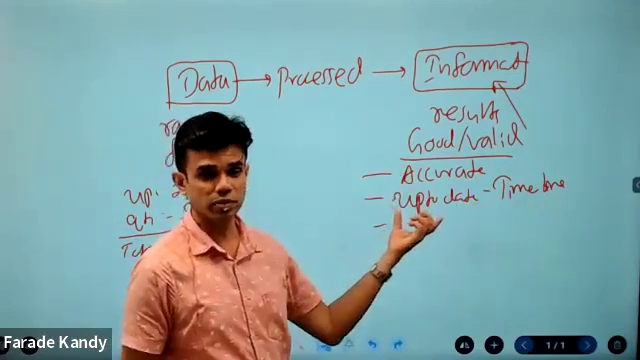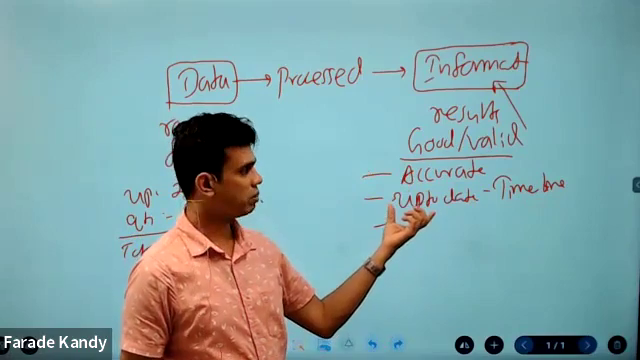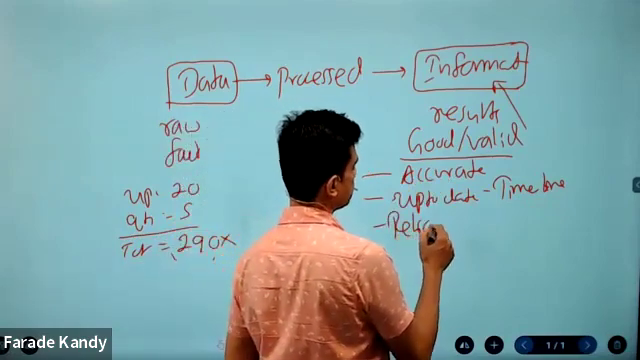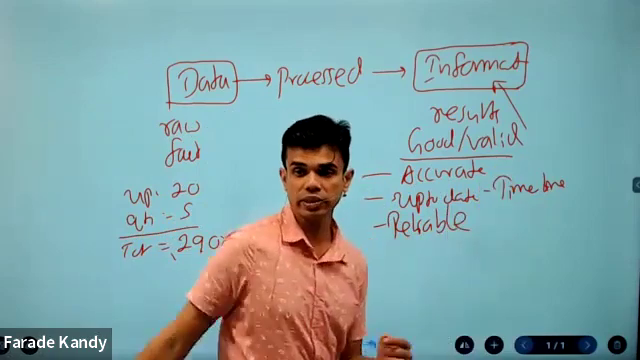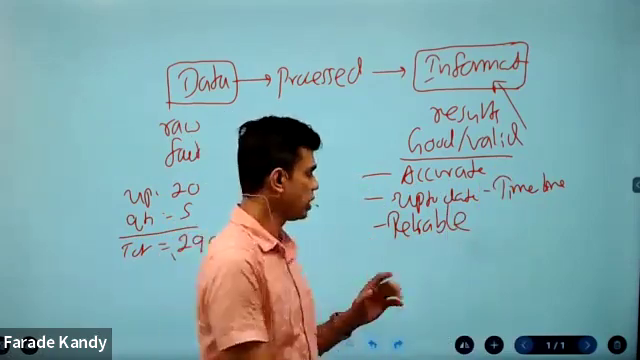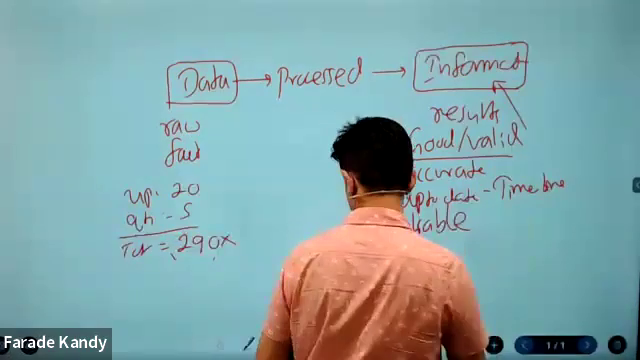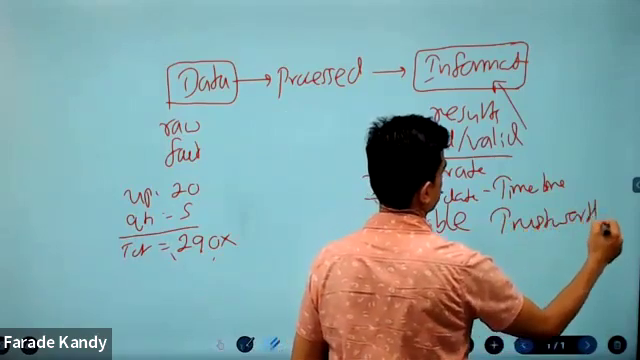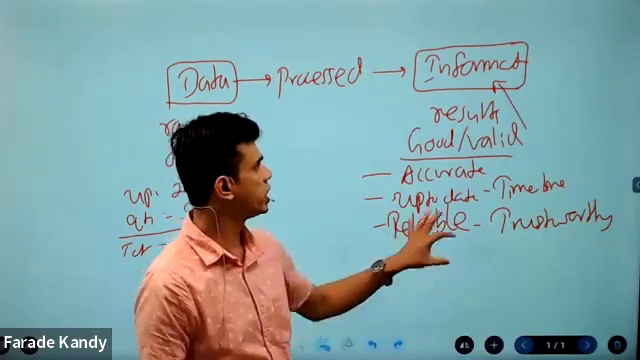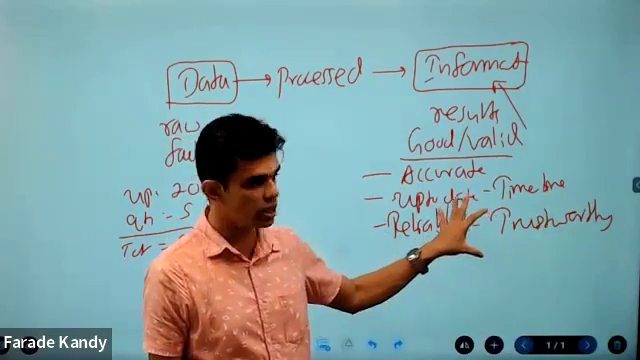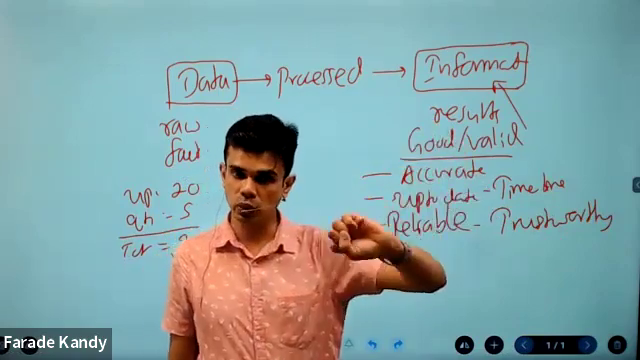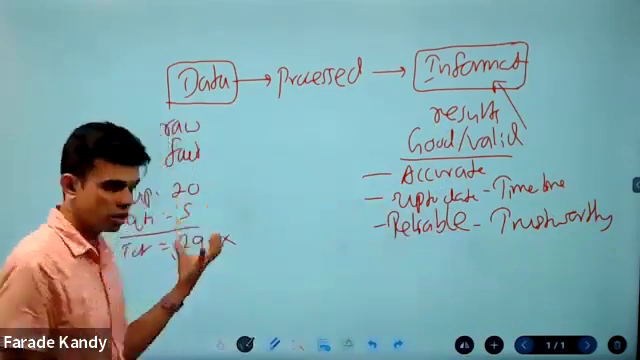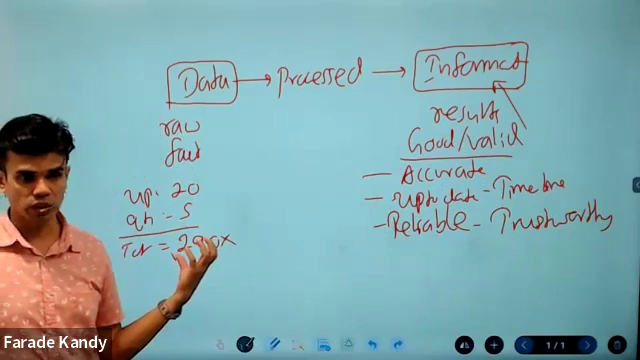Some other features of good information: matching with the timeline, accurate, or reliable. This is another important word for us. What is reliability? Trustworthy. The information has to be trusted. That means information should be provided from a trusted source. Just like when a calculation is done by a computer, will you trust it or have a doubt?